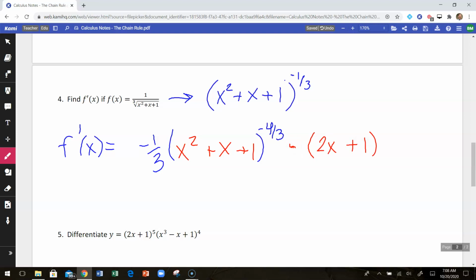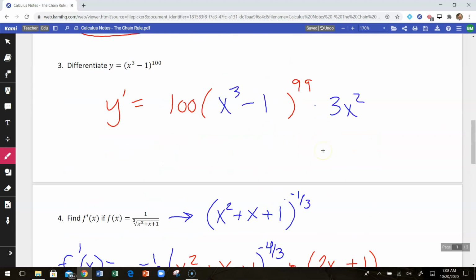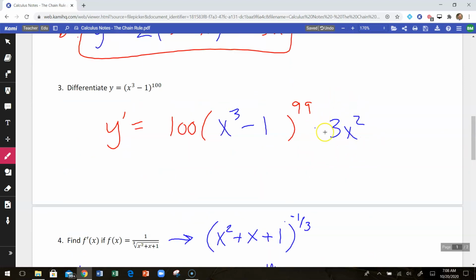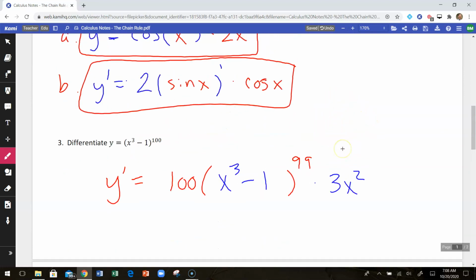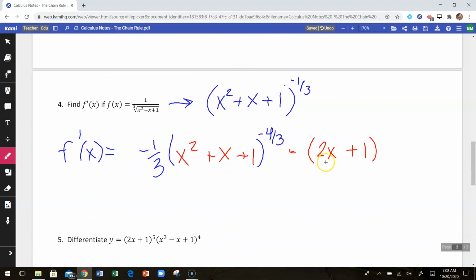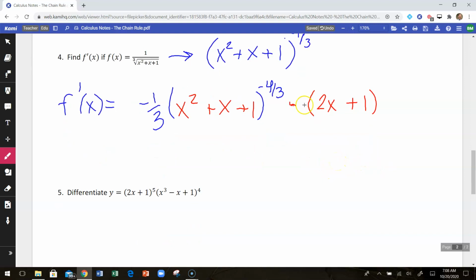Notice how I put that in parentheses here, because I have more than one term. Everything I've done so far, my chain has just been a single term, so I don't need to use parentheses around that. But if your chain is more than one term, make sure that you put that in parentheses so you can see that. We do need to make sure that we multiply by that whole thing.